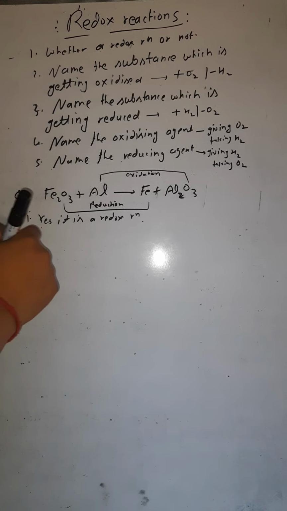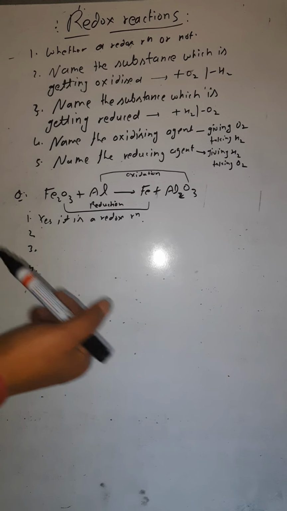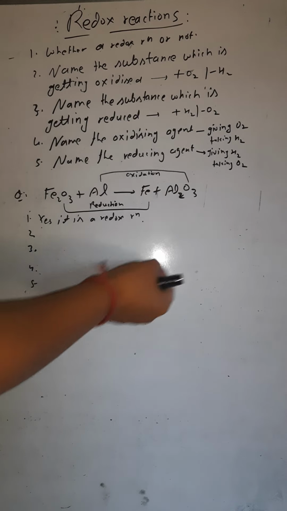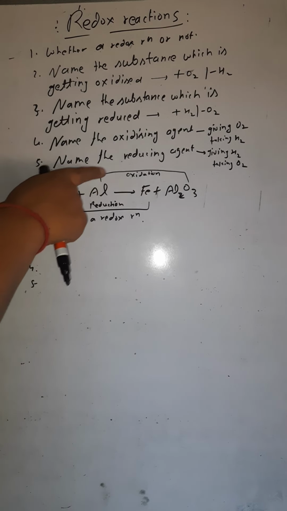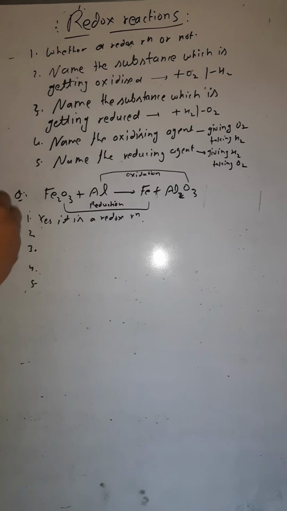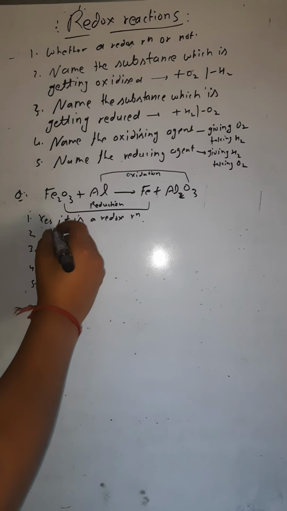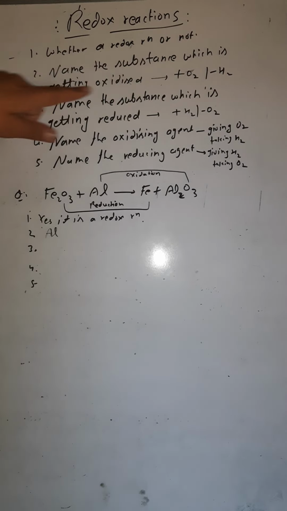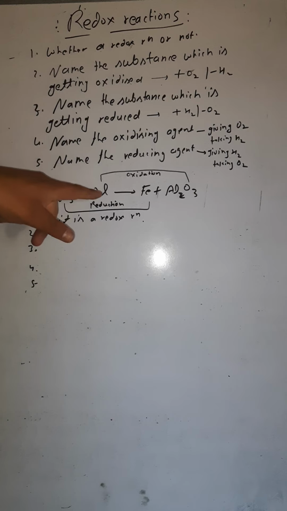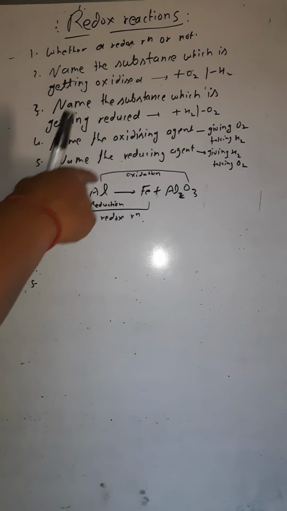Can you tell me which one is the substance which is being oxidized? Name the substance which is being oxidized means which is getting oxygen. Here oxidation is taking place. So which substance is getting oxidized? Aluminium is getting oxidized. So the answer of the second question is aluminium, because oxidation of aluminium is taking place here. Earlier oxygen was not there, now it is having oxygen. So it is being oxidized.